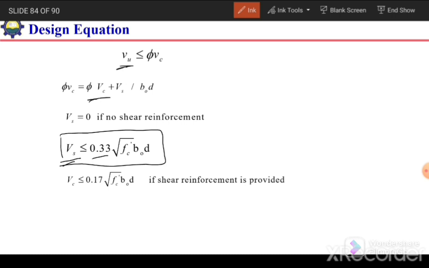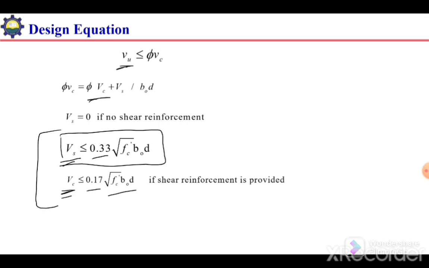In that case, if we provide the shear reinforcement, our resistive shear by the concrete should be less than 0.17 square root fc prime b0 d. So we need to fulfill these two conditions if we provide the shear reinforcement.